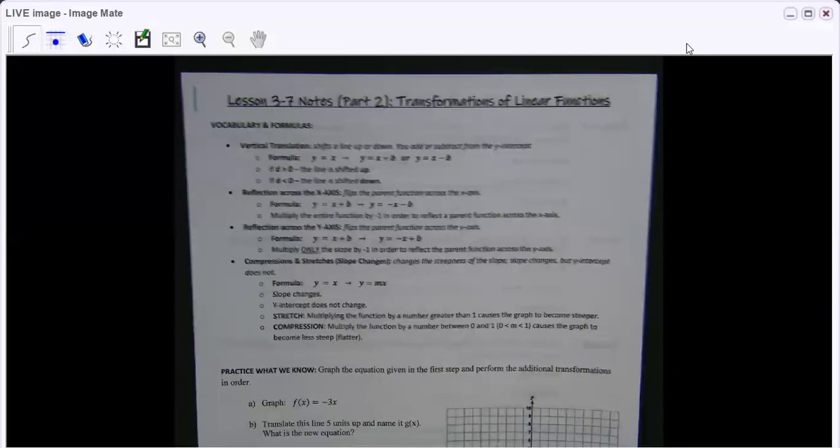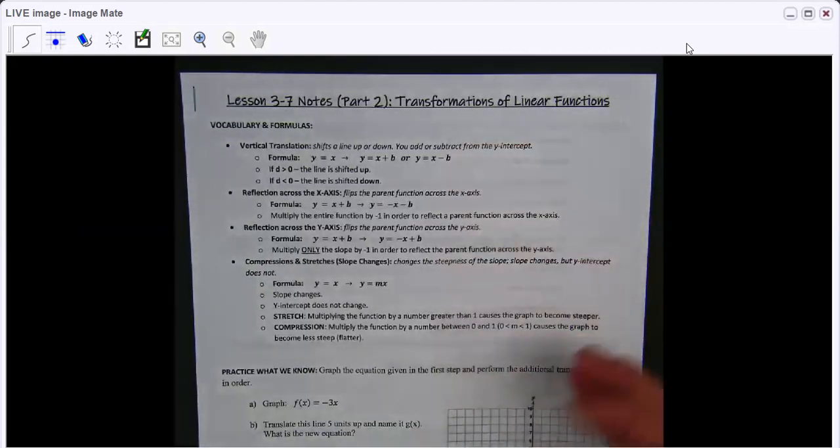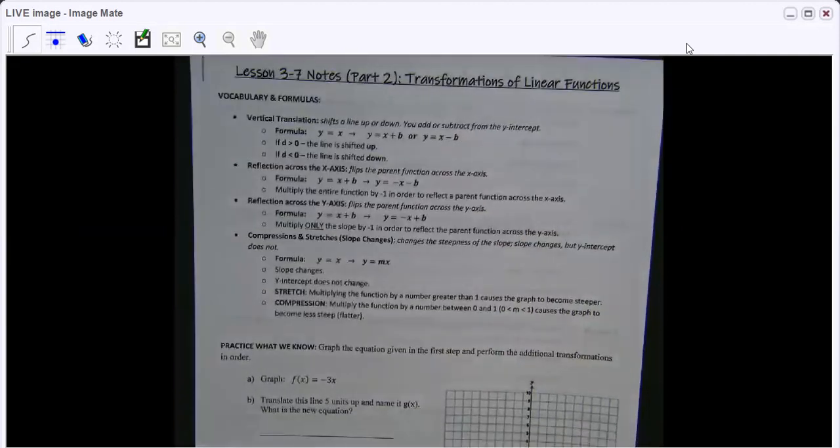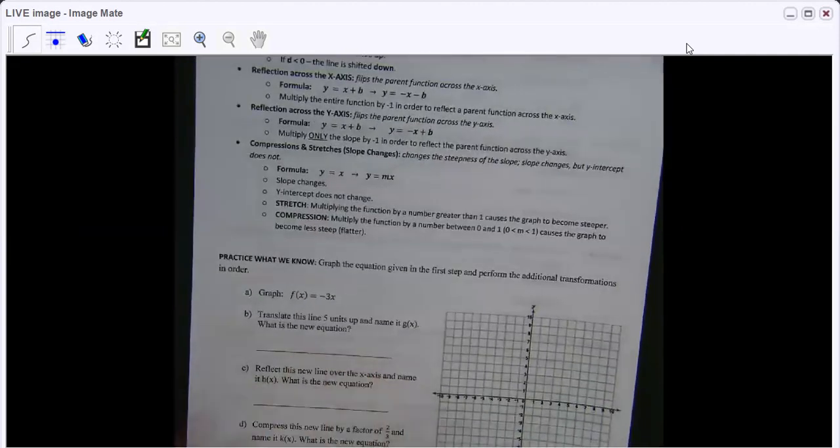Okay, so we're starting lesson 3-7, part 2. We're just going to continue with linear transformations. I have all the rules for each of the transformations up here. We've already gone over those in part 1. They're just for your reference when you're doing your homework or if you need a refresher. We just finished part 1, so you should be able to do this practice what we know section.